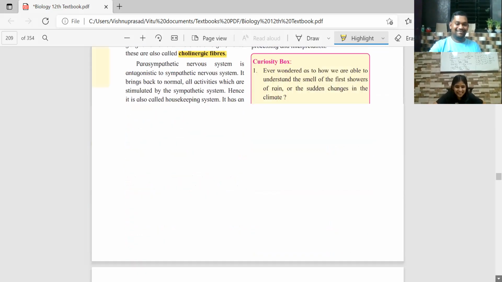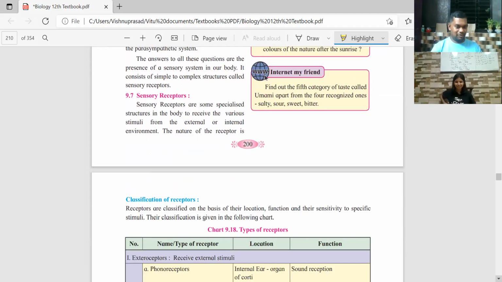Then comes the last topic for today, that is sensory receptors. But did you say last? Sorry, did you say last? Last topic, chapter खत्म हो गया क्या? For today. Sensory receptors कर लेंगे.